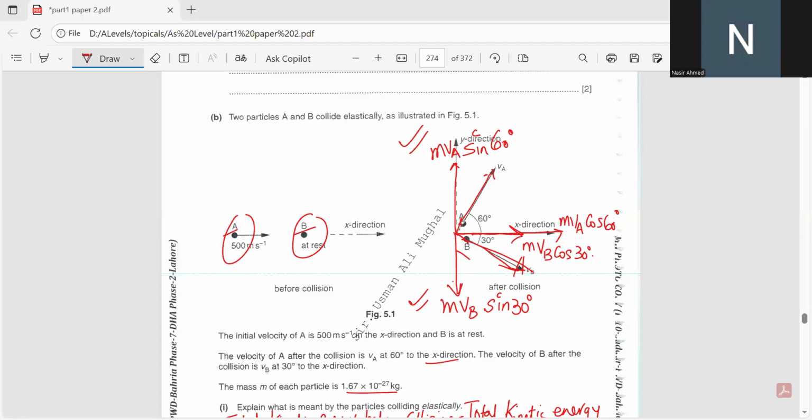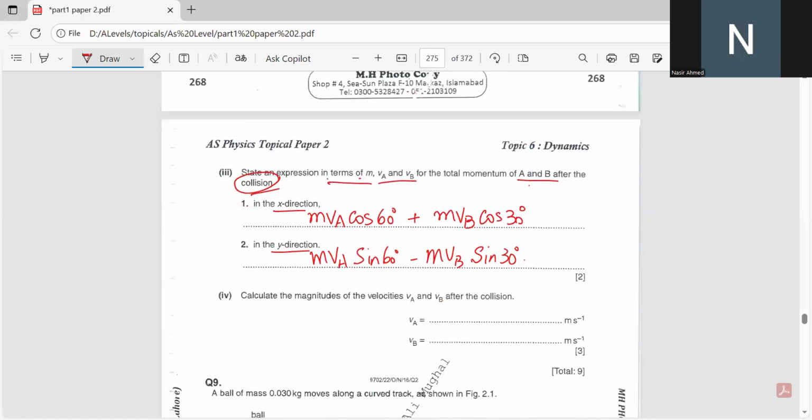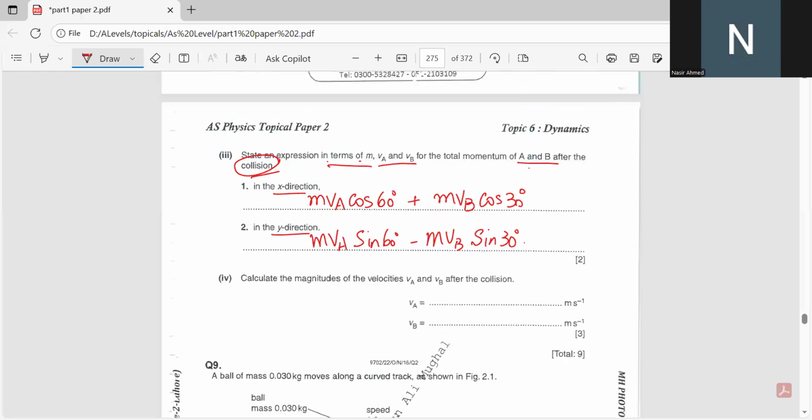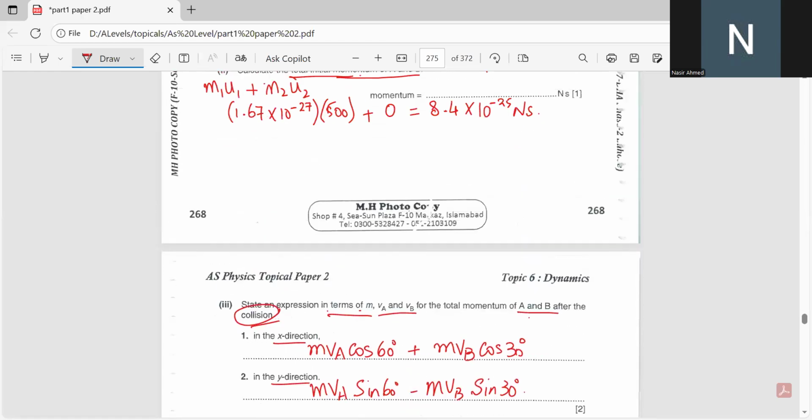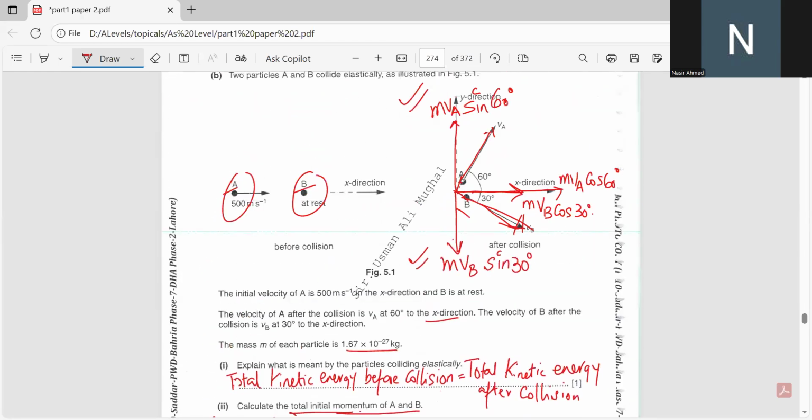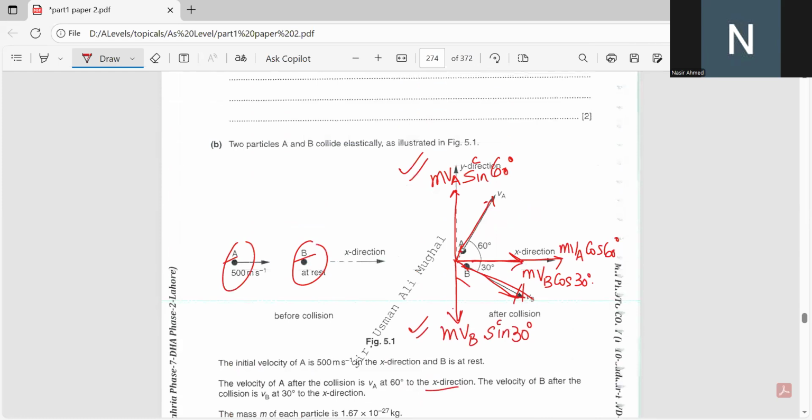Okay, let's complete this whole part. Now it says calculate the magnitude of VA and VB, so you have to find out its value. How are these values going to be found? We just saw that two bodies are moving, particles are colliding, and one moves upward, other moves downward. So it is going to have its downward momentum, and the other one will be having its upward momentum.